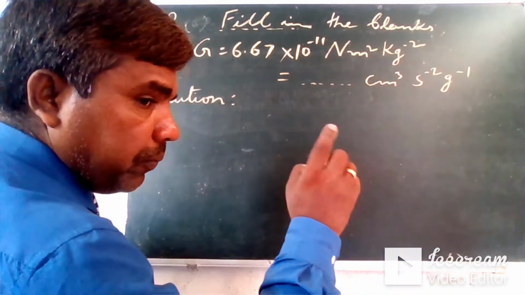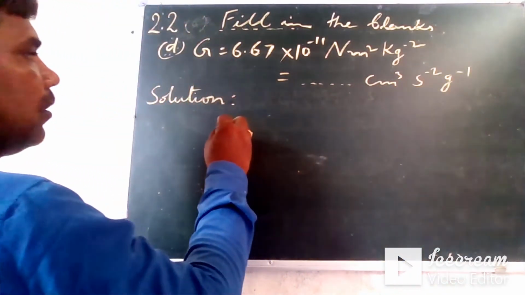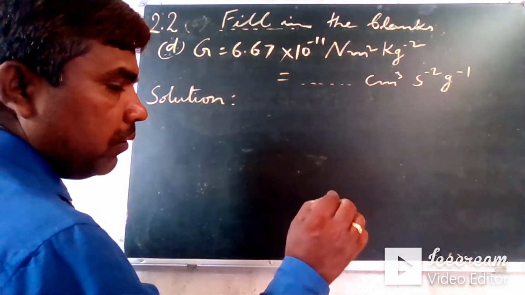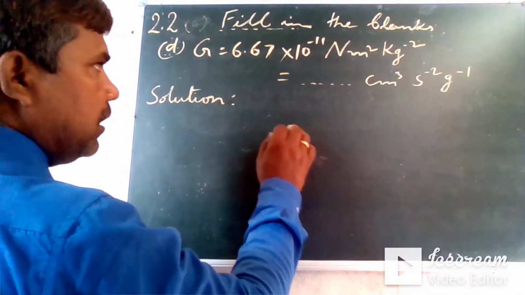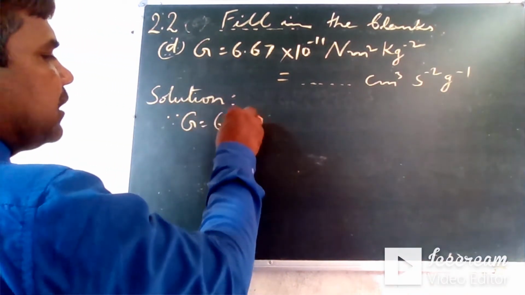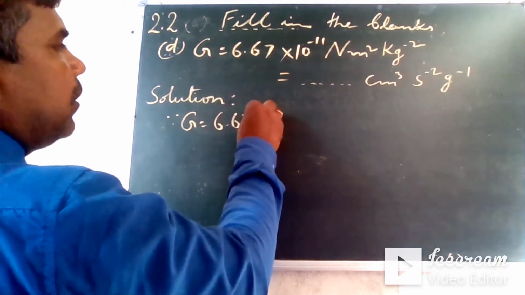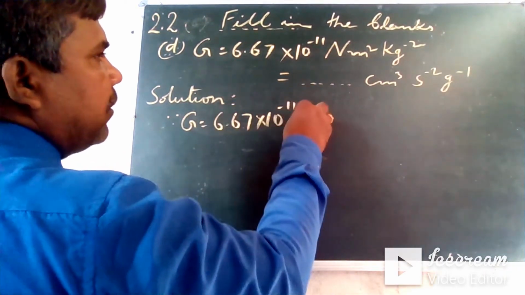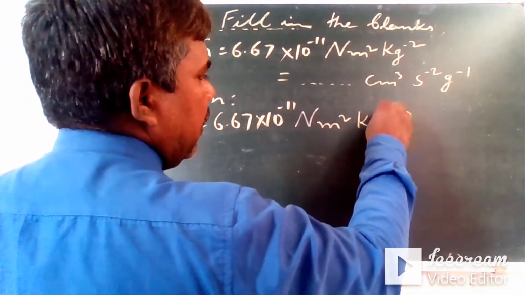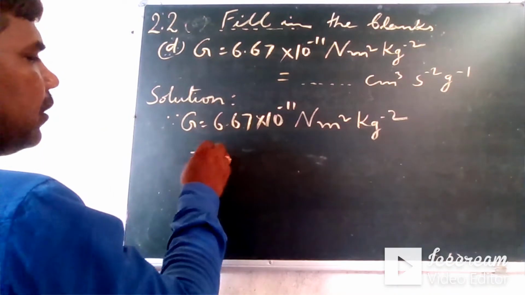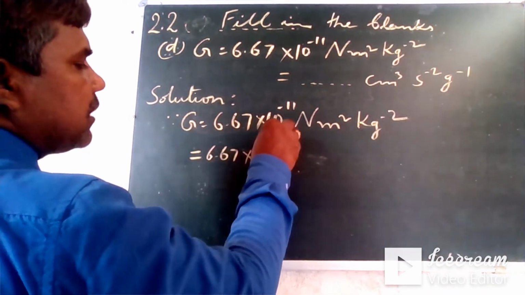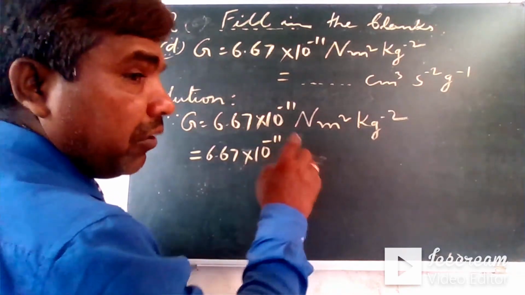Only pay full attention, sincerely, with your notebook and pen. Keep them with you, and you can understand this very easily. Since G is equal to 6.67 into 10 to the power minus 11 Newton meter square per kg square, 6.67 will be written, 10 to the power minus 11 will be written, and Newton is the unit of force.